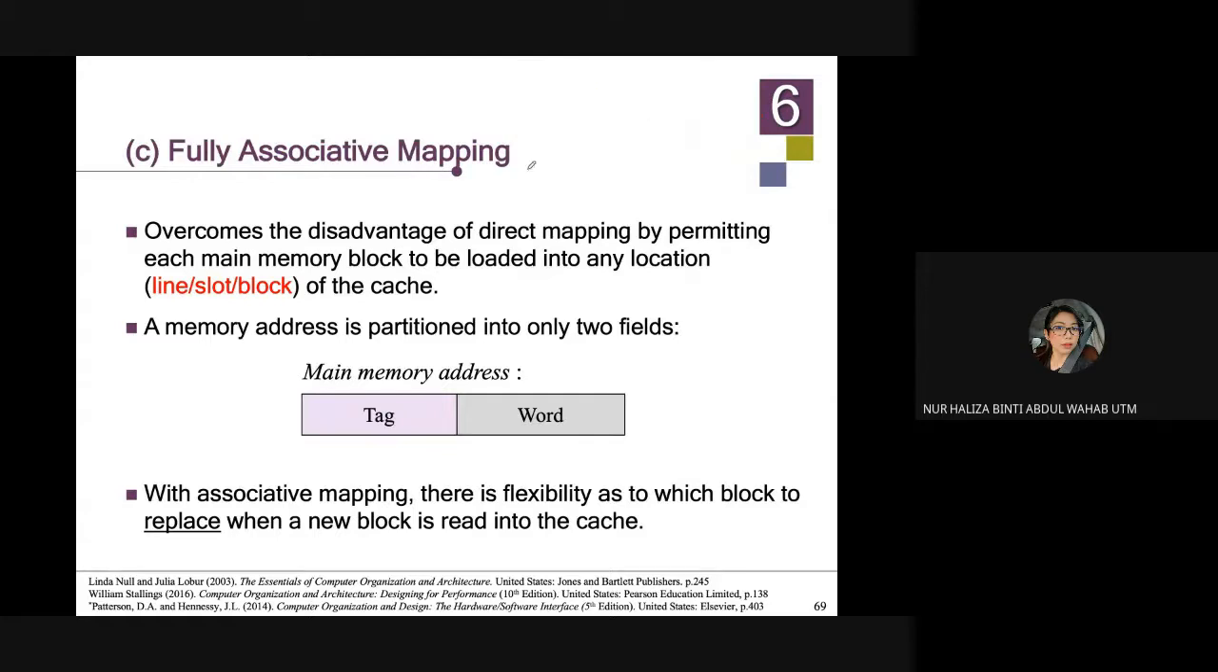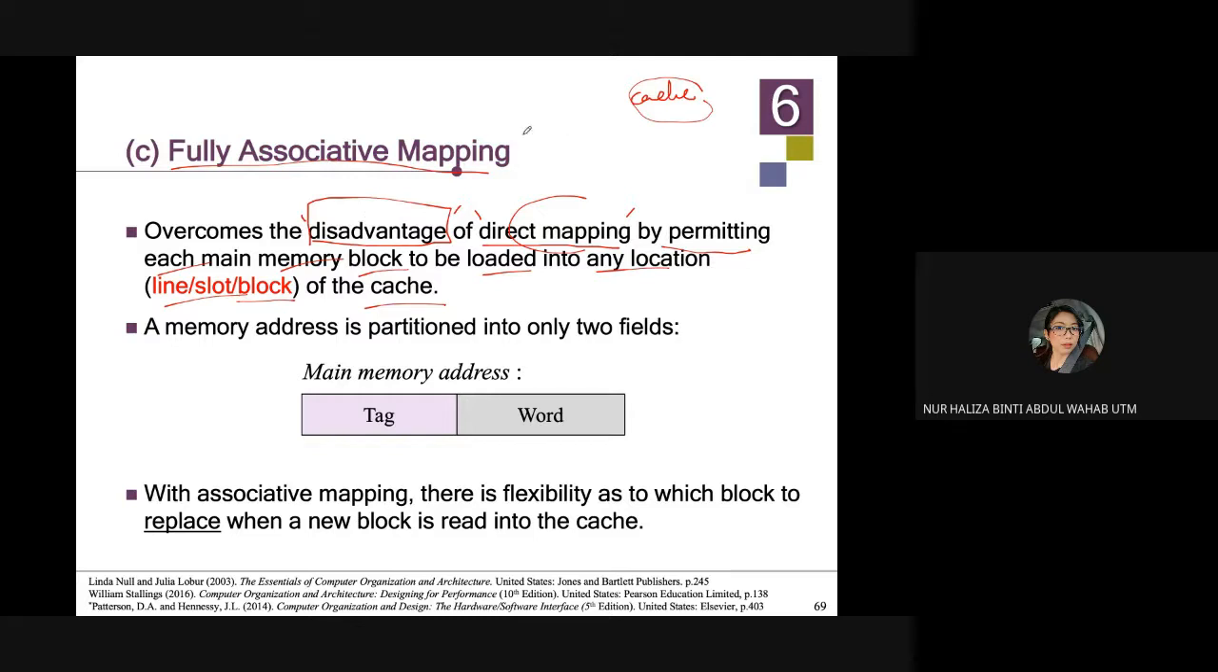So the same goes to whatever we are playing around with. Now we are looking into the cache, and how we apply it, how we implement our contents, our words, in the cache and also in our main memory. We have several techniques. In fully associative mapping, you can see that it tries to overcome the disadvantages given by direct mapping. How does fully associative mapping overcome the disadvantages of direct mapping? It permits each main memory block to be loaded into any location, which is a line, slot, or block of the cache.